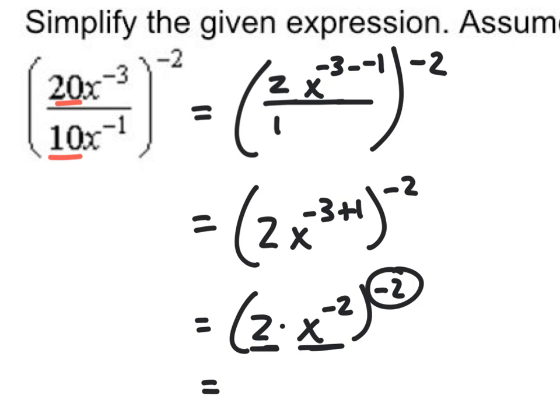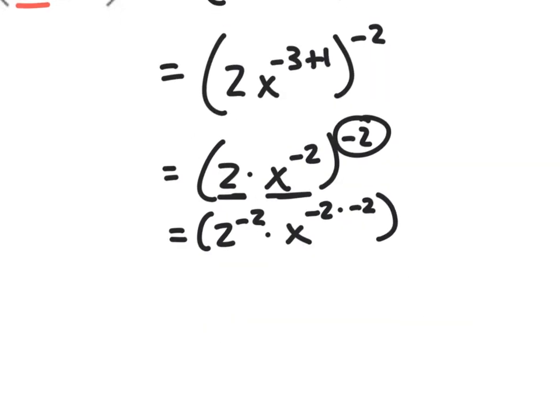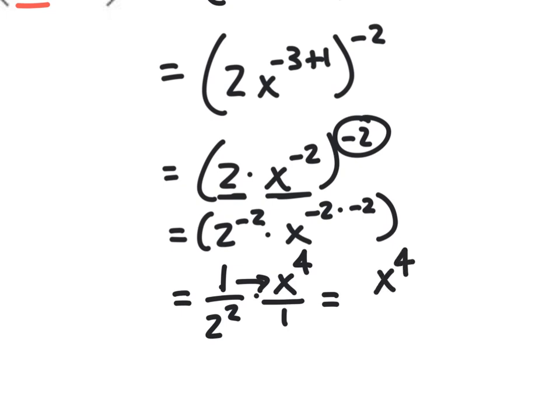Now, because I'm multiplying these two numbers here, when I raise this to the -2, I'm going to do 2 to the -2 times x to the -2 times -2 power. So when I have 2 to the -2, that's just going to give me 1 over 2 squared, and this is going to be times x to the positive 4 over 1. When I have fractions, I'm just going to multiply across. So 1 times x to the 4th is just x to the 4th, divided by 2 squared, which is 4 times 1, so that's just 4.